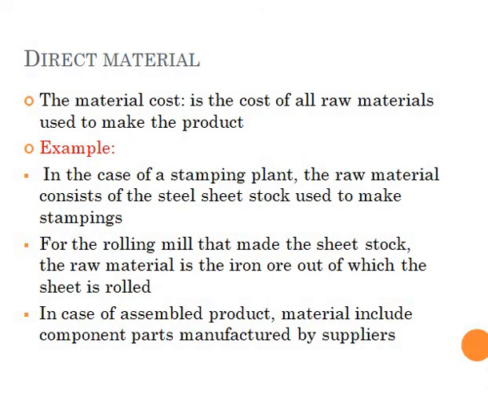Another example here: in the assembly of a certain product, the material included will be the component parts. So you will get some component parts from different suppliers. Then you will do the assembly in your factory. Then your raw materials will be those parts that you have assembled, because they were already manufactured by other suppliers.